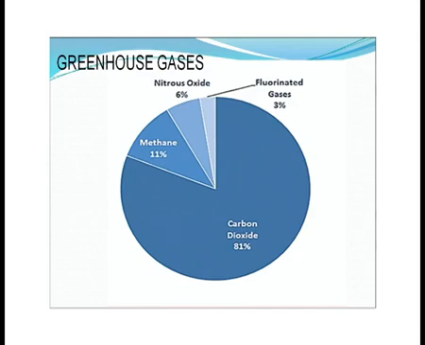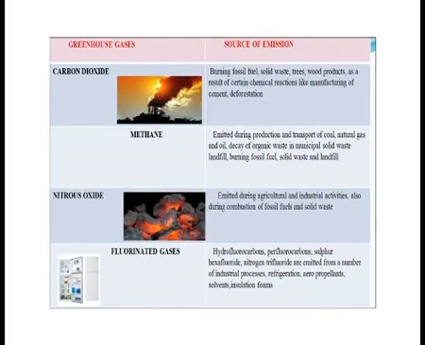This is just a summary depiction of the greenhouse gases in our atmosphere. Major part of it is occupied by carbon dioxide, about 81%. Next comes methane gas, which is about 11%, followed by nitrous oxide 6%, and a smaller volume of fluorinated gas, about 3%. Now, this depicts the greenhouse gases and their sources of release. Carbon dioxide is the primary one.